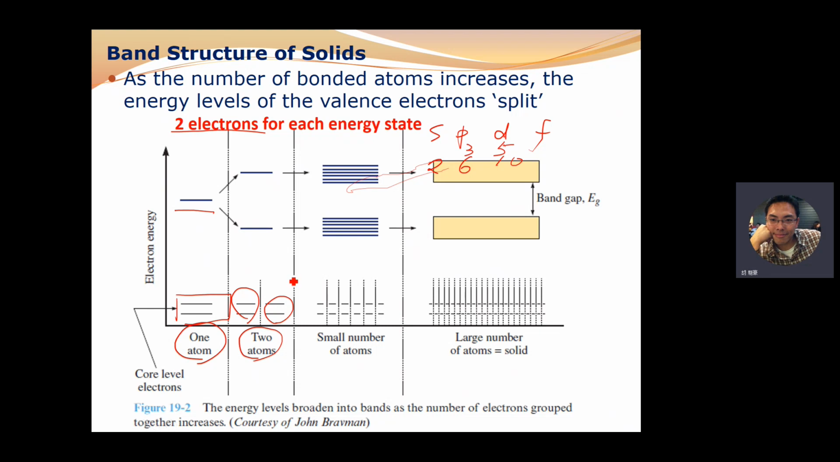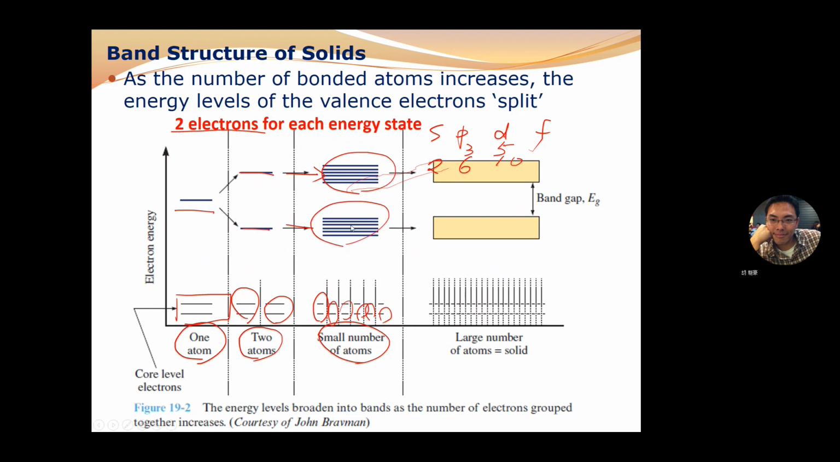Okay, and the electron energy will split. And we have a small number of atoms. Okay, and we have a higher number of electrons. And this electron energy will further split. And finally, there is a gap formed between two energy levels of electrons. And this gap is called a band gap.